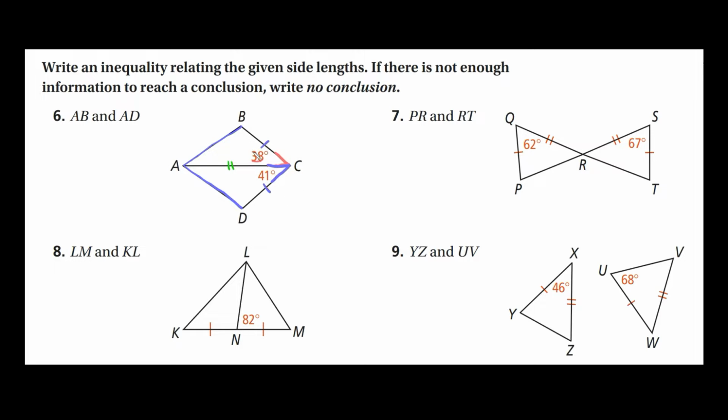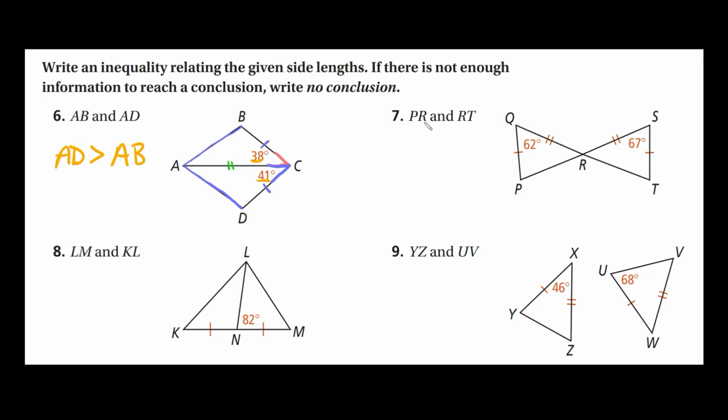Okay, now according to the Hinge theorem, when you have two triangles that have two congruent sides and the angle between the congruent sides, you can just compare the two angles, right? So the bigger number is going to be the bigger side. So here we can see that 41 is bigger than 38. So that means this side right here, AD, is bigger than this side over here, AB. So we can just say that AD is greater than AB, okay?